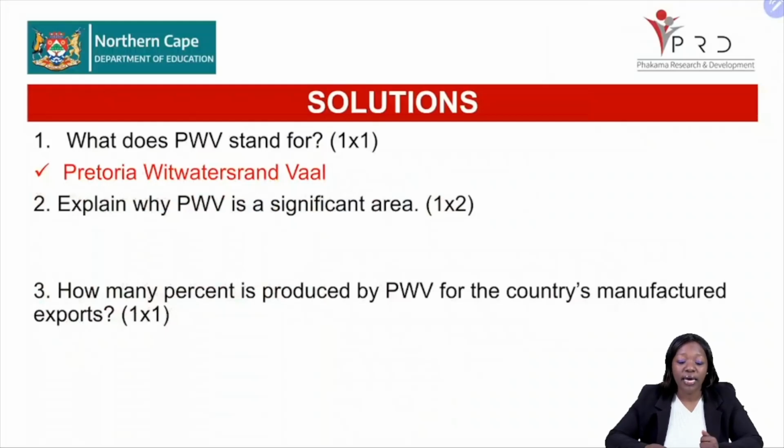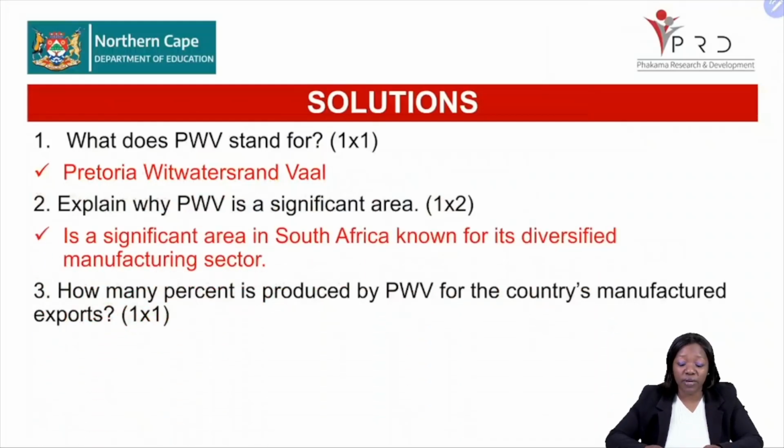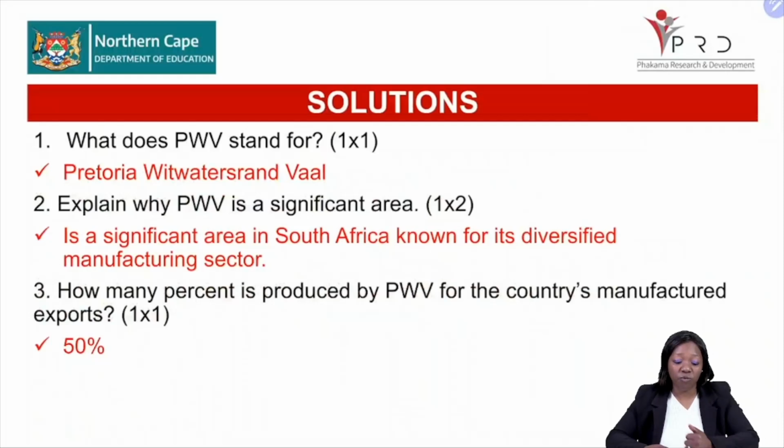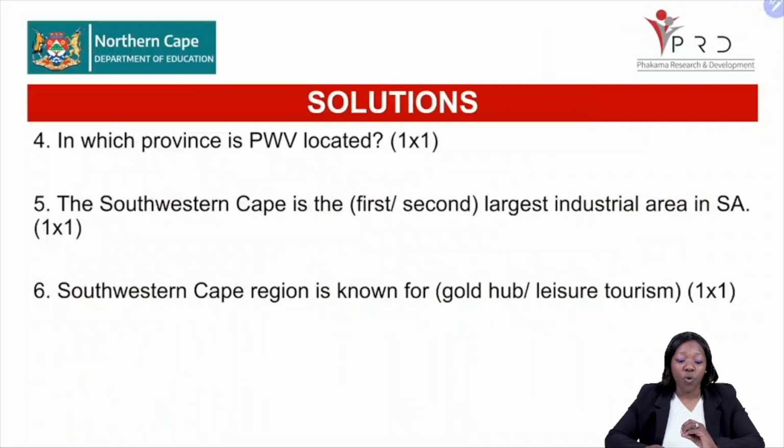Then secondly, explain why PWV is a significant area. It is a significant area because it is known for its diversified manufacturing sector. Then number 3, how many percent is produced by PWV for the country's manufactured exports? It's 50%. Then we're looking at in which province is PWV located. It is located in Gauteng.